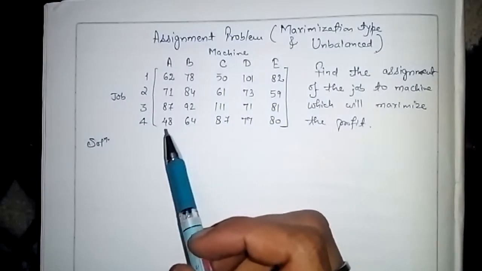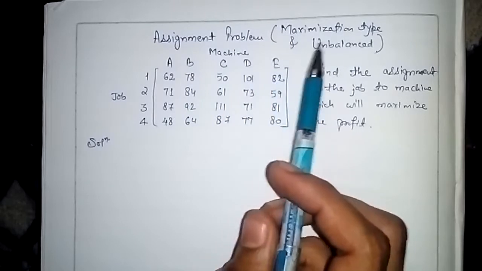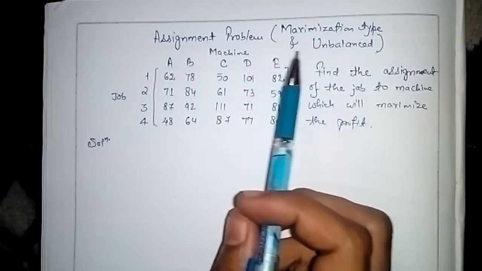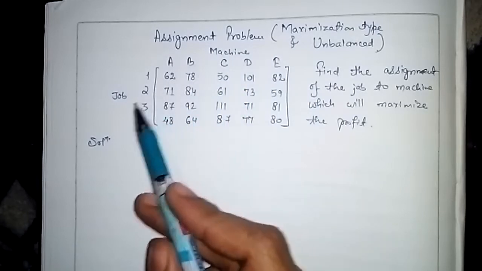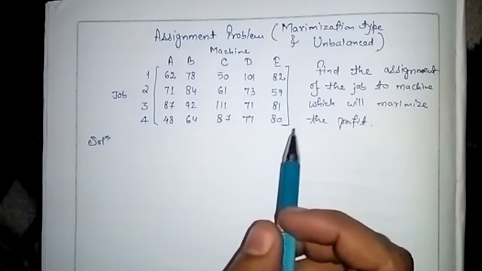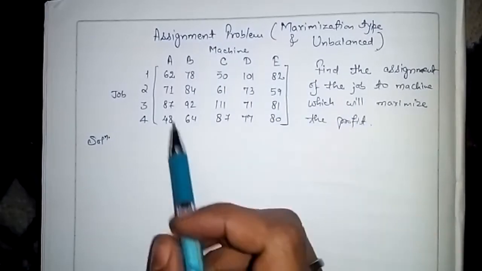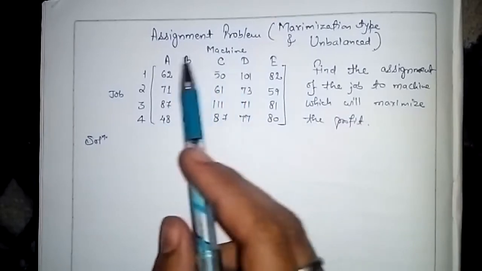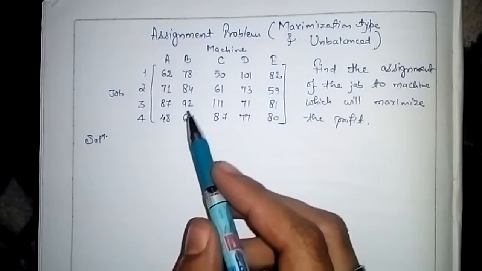Hello friends, in this video we'll learn how to solve an assignment problem which is of maximization type and is also unbalanced. So we have an assignment problem. Here we have 4 jobs and 5 machines, and you can see that it is a maximization problem. That's why it is an unbalanced problem.